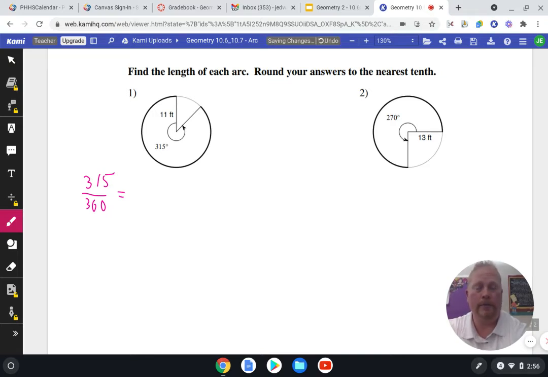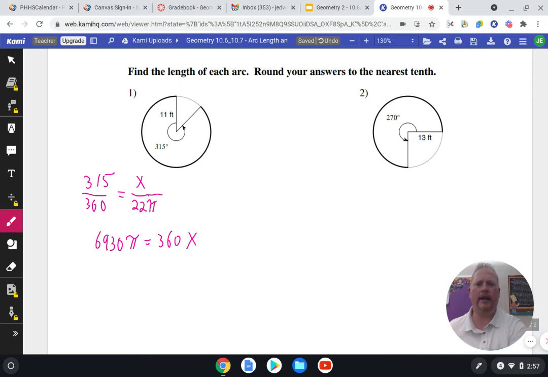equals the arc length, which is what I'm trying to find, over the circumference, which is 2 pi r. So because my radius is 11, 2 times the radius is 22 times pi. So there's my proportion. Now I can go ahead and cross multiply. I can take 315 times 22 pi. And I get 6,930 pi equals 360x.